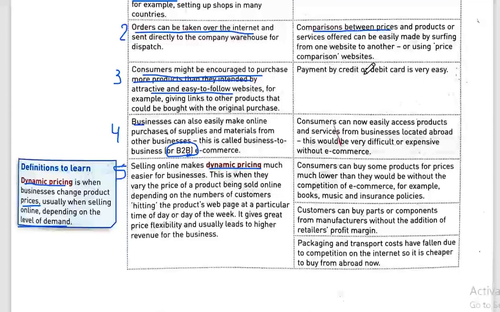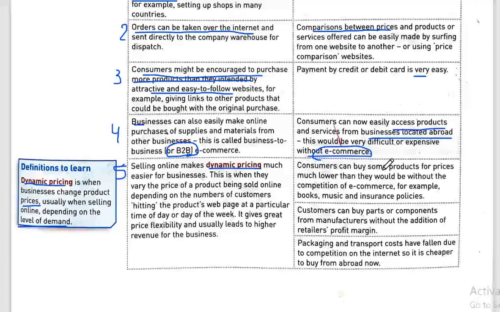Payments by credit or debit card are very easy. I can use my credit card or debit card. Consumers can now easily access products and services from businesses located abroad. So I can actually look at products that are in Russia or in Ukraine, just because of e-commerce. It's not difficult anymore, and I can surf the internet and look for different products.